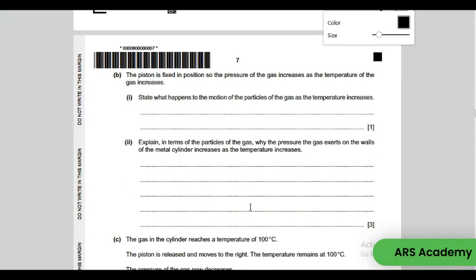Question B. The piston is fixed in position, so the pressure of the gas increases as the temperature of the gas increases. Roman 1. State what happens to the motion of the particles of the gas as the temperature increases. So this is easy. The particles will gain kinetic energy and move faster. And since this is only for 1 mark, we don't have to go into the details.